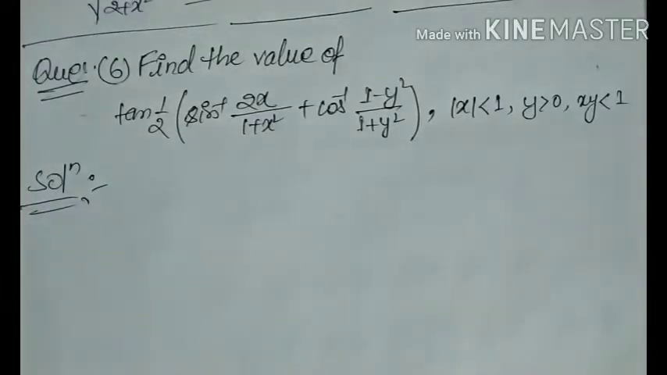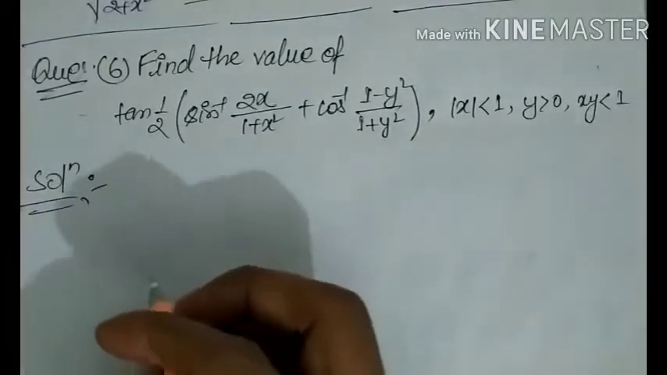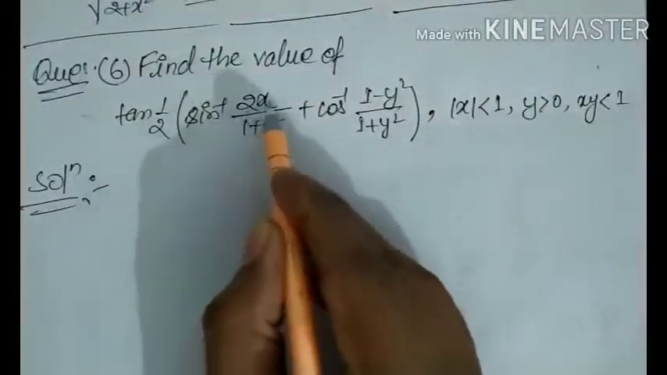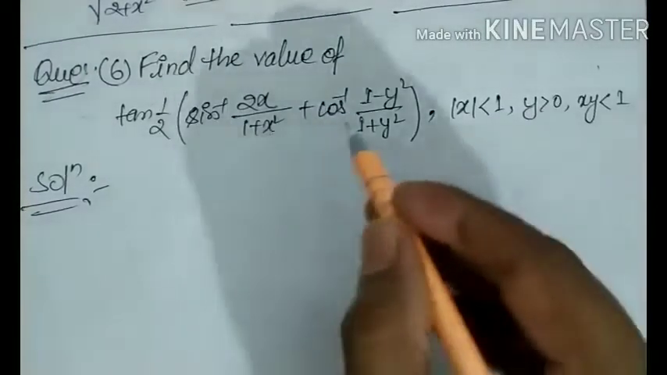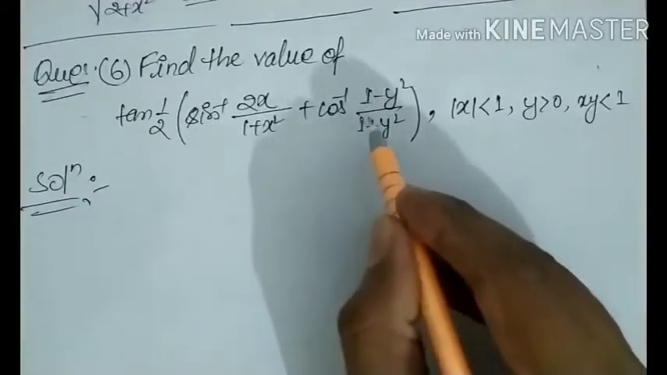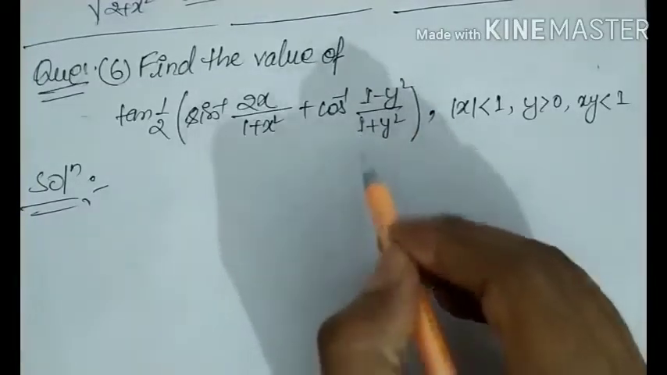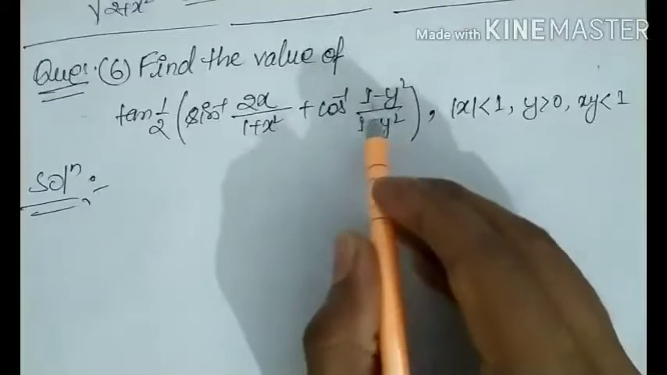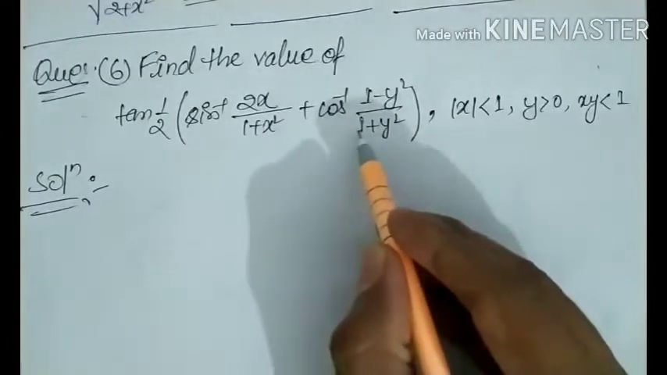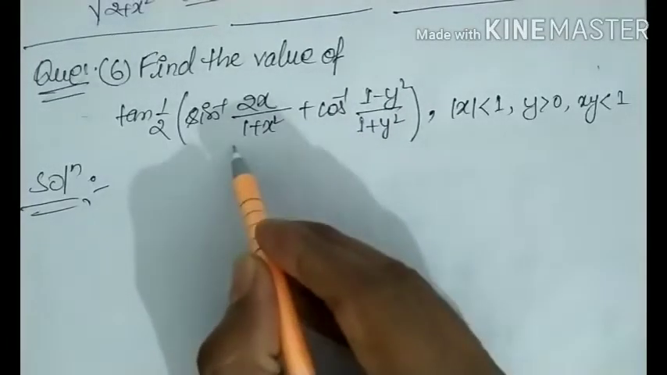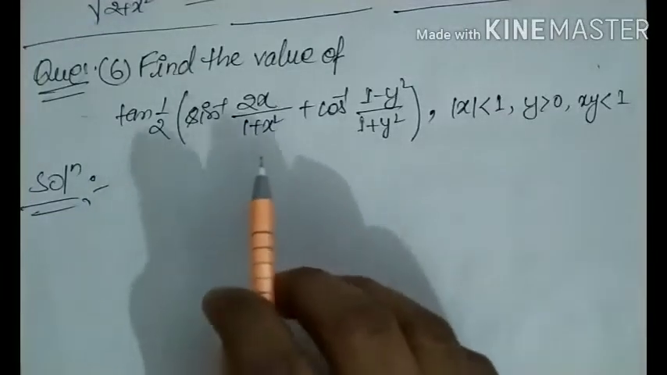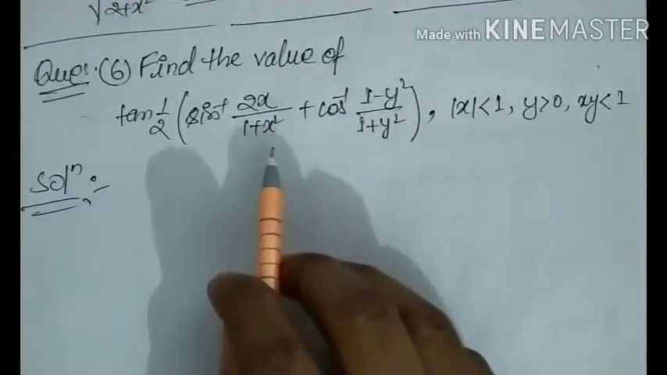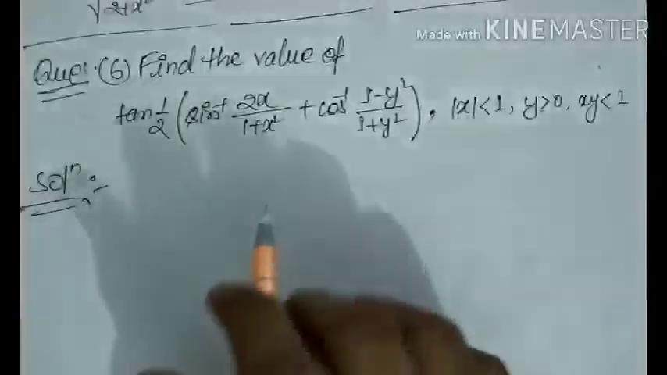Okay, let's do it. The solution will be, as we can see here clearly, sine inverse 2x upon 1 plus x square. I think this is the formula of 2 tan inverse x. And here cos inverse 1 minus y square upon 1 plus y square is also the formula of 2 tan inverse y. This is the formula of 2 tan inverse x in the form of cos inverse, and this is the formula in the form of sine inverse. Students, you have to memorize all formulas of ITF, then you can solve all questions.